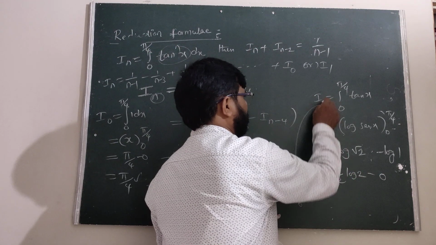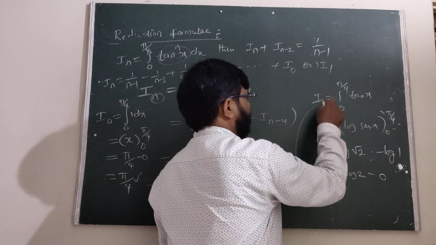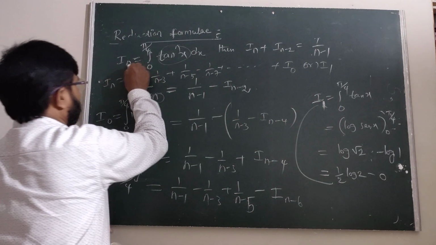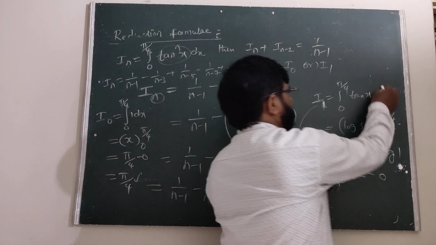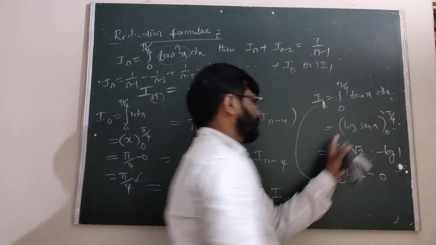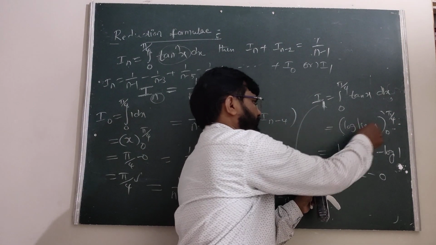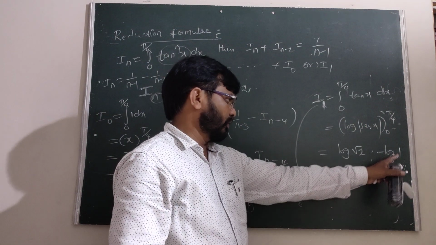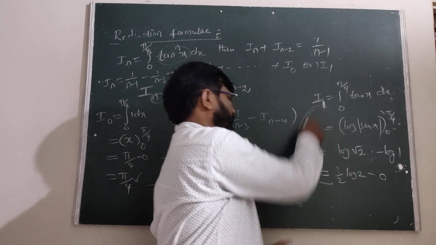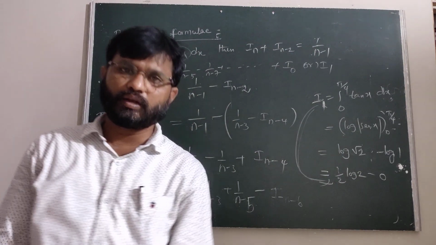Therefore here I_1 means tan power 1 x. The integral tan x dx is log mod of secant x. Secant 45 is root 2, secant 0 is 1, and log 1 value is 0. This is the I_1 value: 1 by 2 log 2.